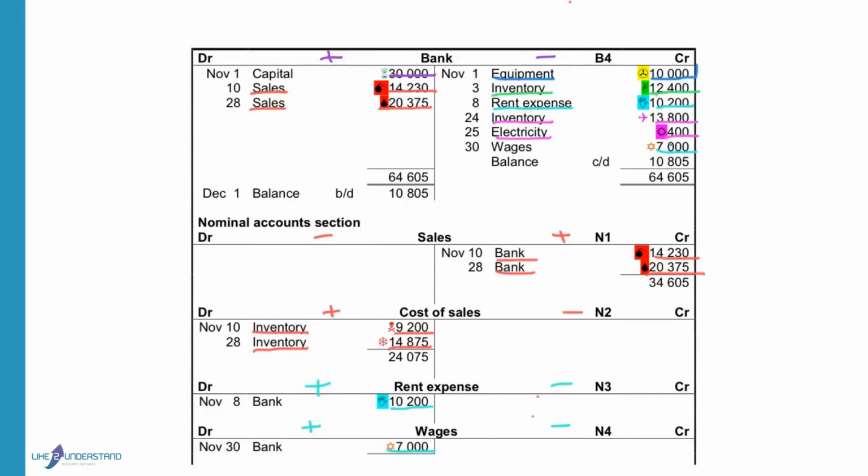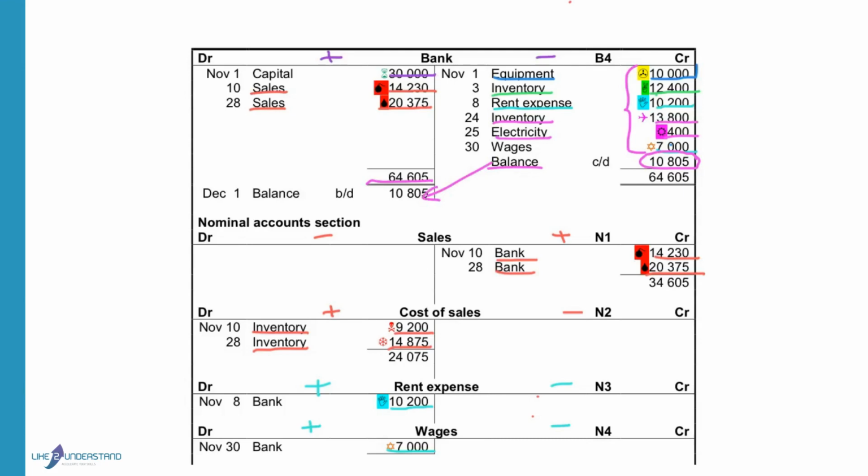The bank account, we will also add up the debit side first of all. Then we will subtract all the amounts on the credit side from this total to work out what is the difference between the debit and credit side. And the smaller side, we will record the 10,805, and that is our balance between the debit and credit side that will be brought down on the first day of the next month.